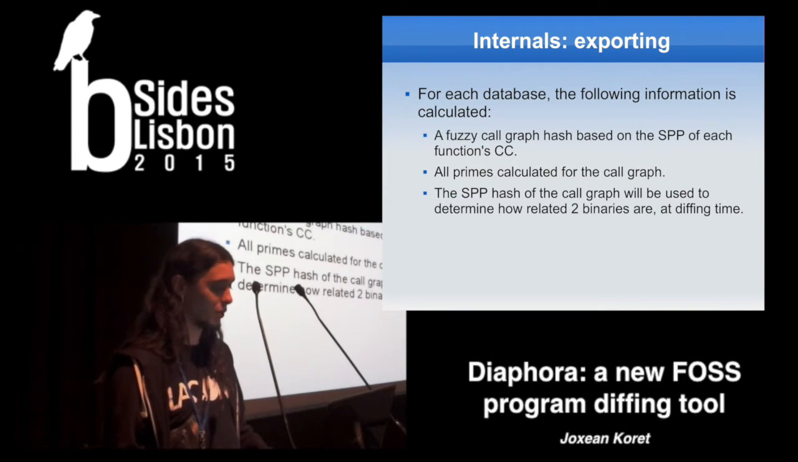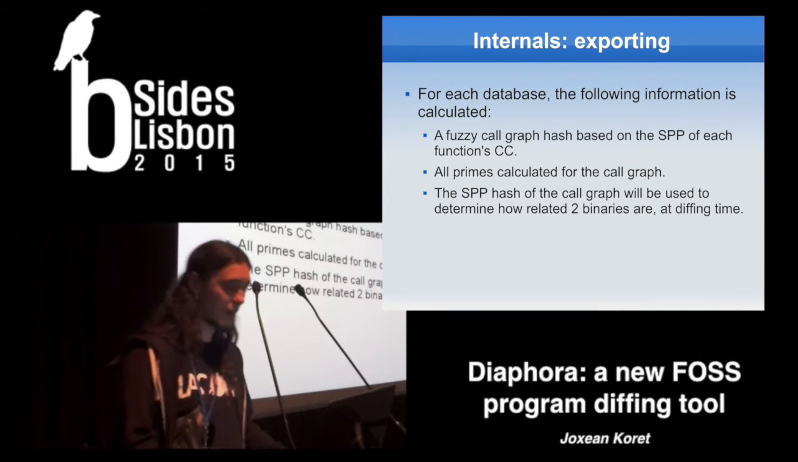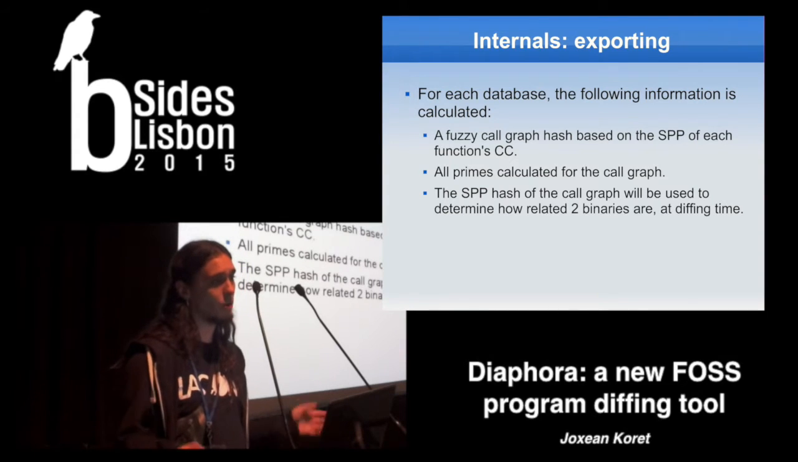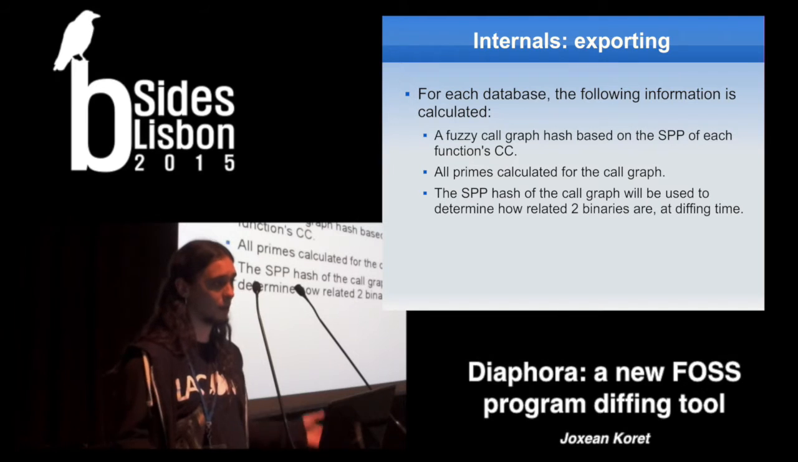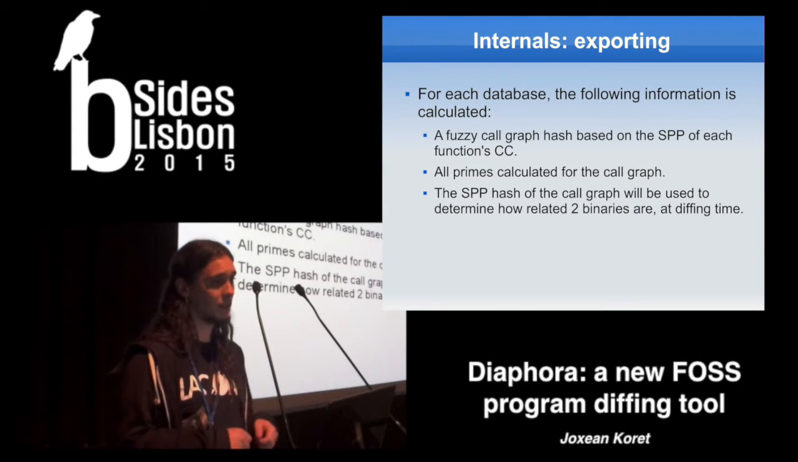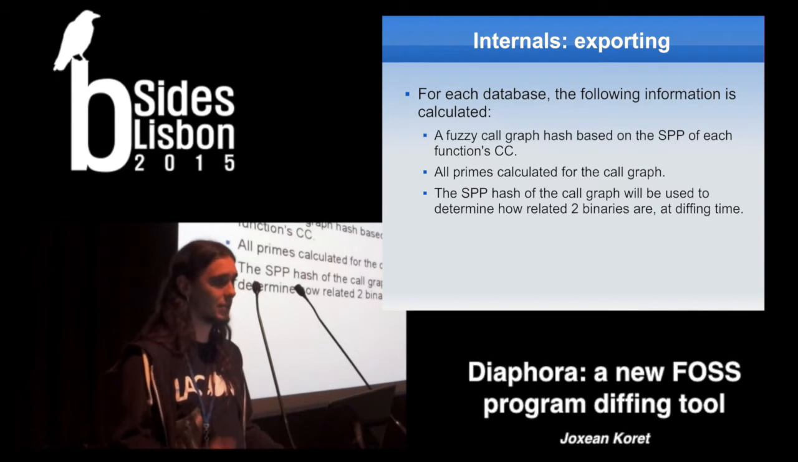And also, the small prime product hash of the call graph will be used to determine how related two binaries are. It can tell you if the call graph of the program is equal. So if it is equal, it is supposed to be structurally the same program, or if there are very little changes, like a change ratio of 0.1%, you know that it is like 1 or 2 functions that were changed.